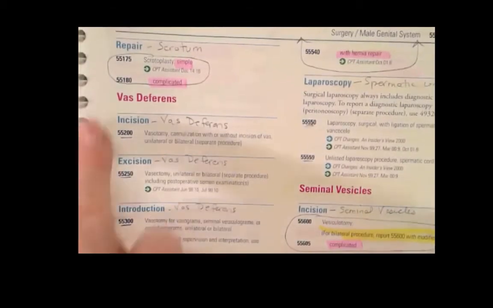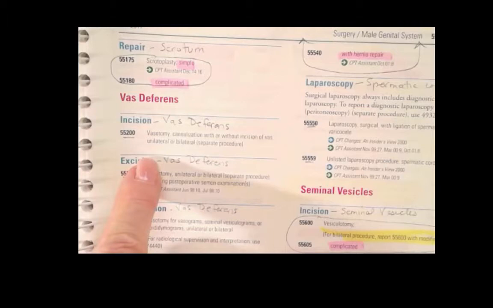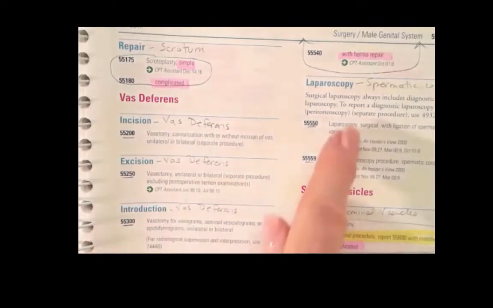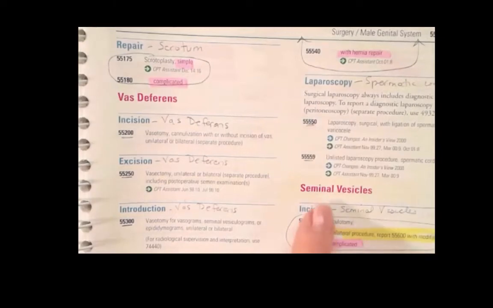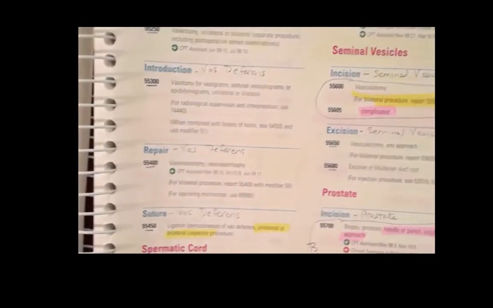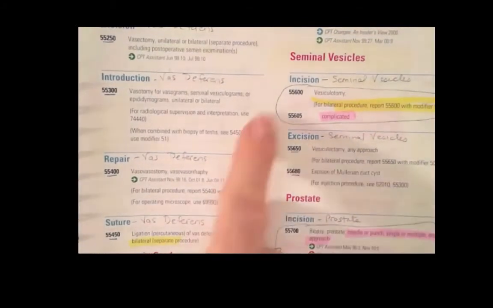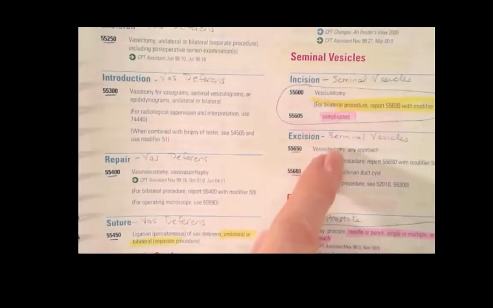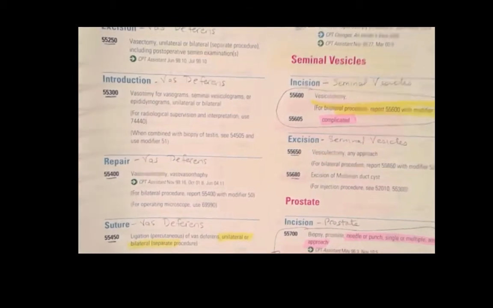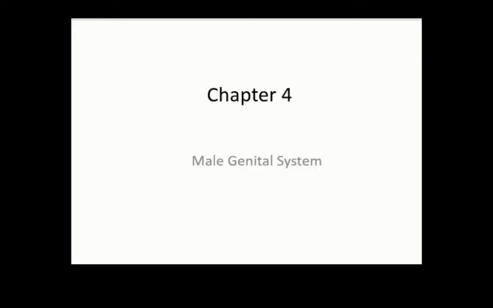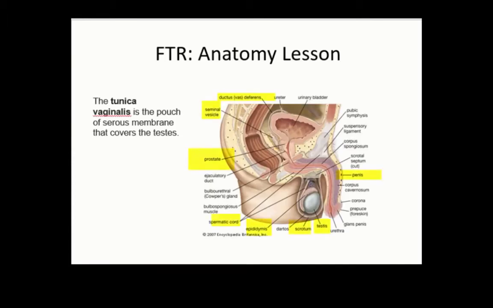Up at the top, notice the very first one is scrotum repair, but then you go into the vas deferens, and then how those break apart. Spermatic cords down at the bottom, laparoscopy, seminal vesicles, just so you make sure and identify each one, because it's easy when there's so many on a page to get those confused. That's all I wanted to show you in the code book for this lecture.